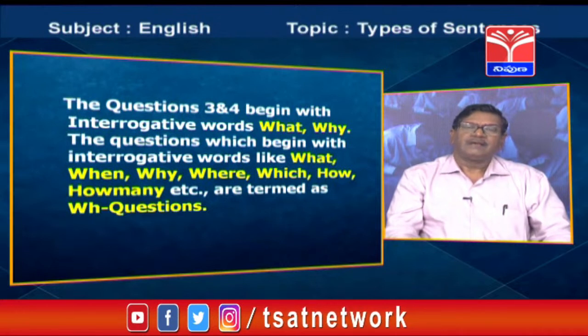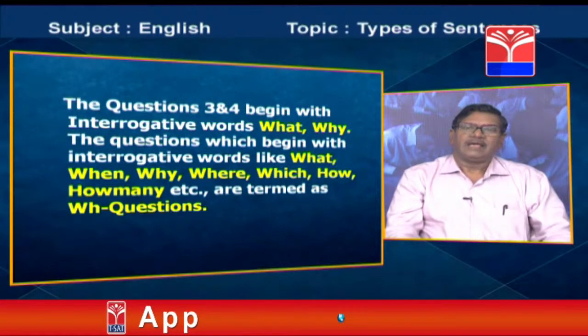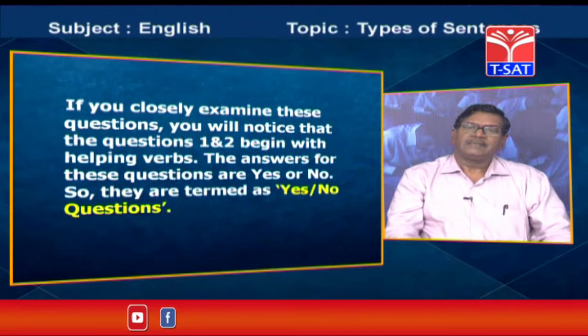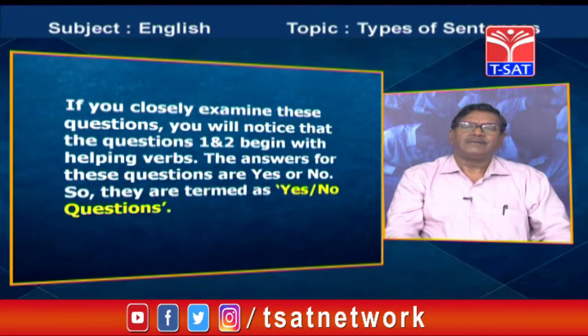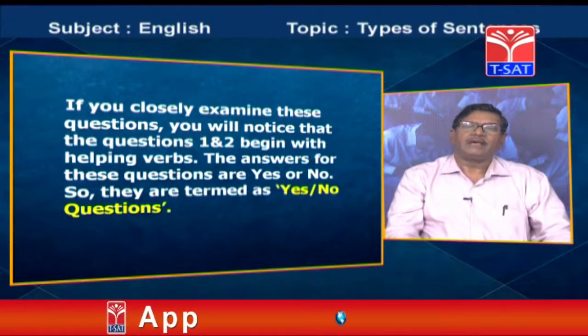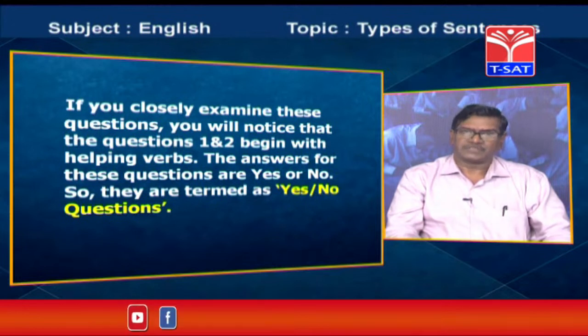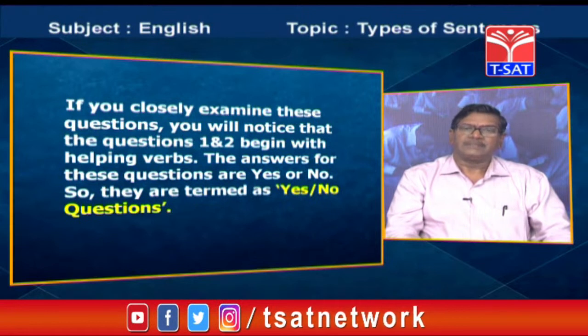Similarly, in the previous case, assertive sentences. Even in the assertive sentences also we have two varieties. What are they? They are affirmative and negative. And now among these interrogative sentences also we have two varieties. One is questions which begin with helping verb or yes or no questions. Questions that begin with interrogative word, that is wh-questions.